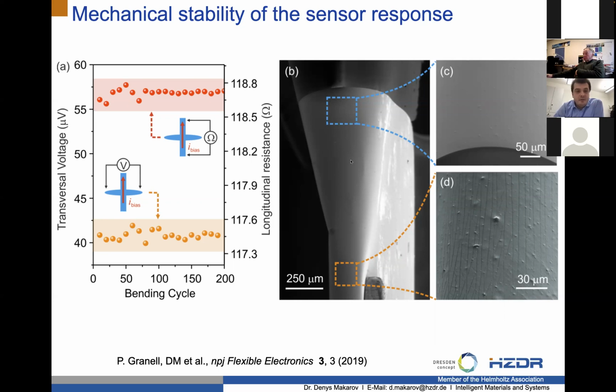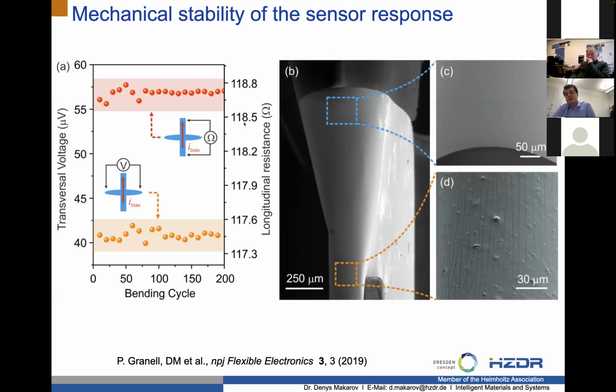If you pay attention to these red symbols in the left-hand diagram, you will see that the change of electrical longitudinal resistance is less than 0.1 ohm on a background of 118 ohms upon mechanical deformation. It means that if you properly design your spintronic elements on flexible substrates, they will be mechanically stable with an accuracy better than 0.1%. And this is the stability which you need in order to resolve, in a transversal channel, basically in a Hall channel, the effect of a magnetic field which is sub-100 nanotesla.